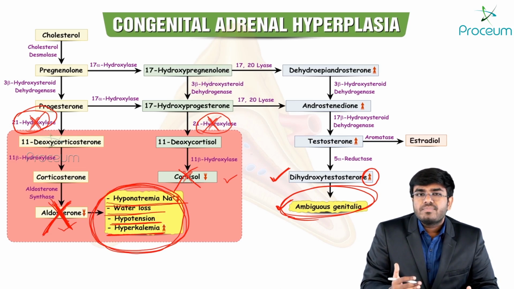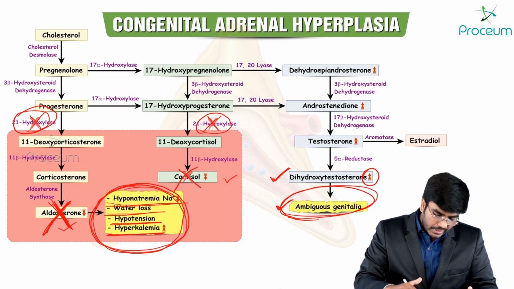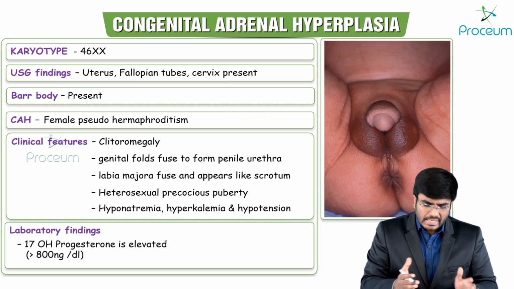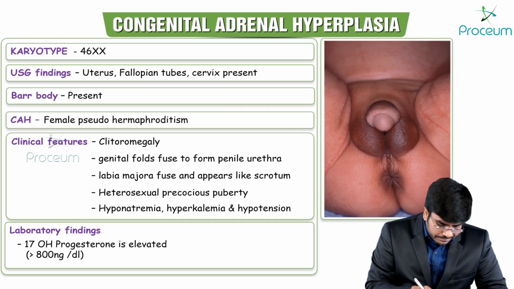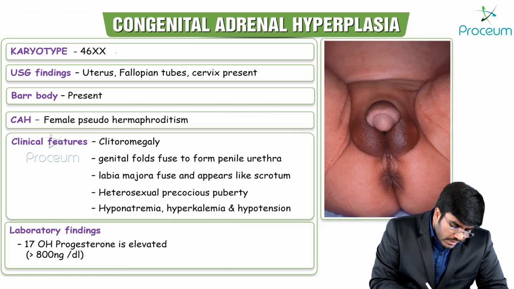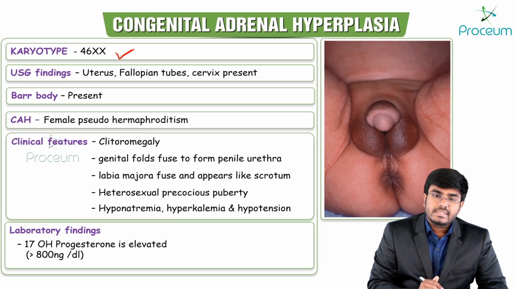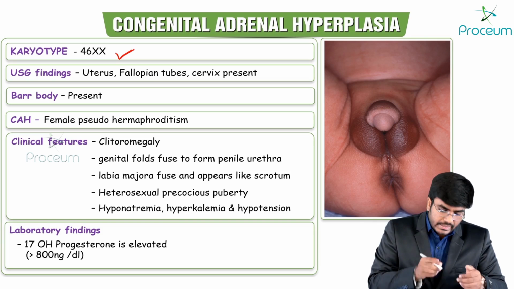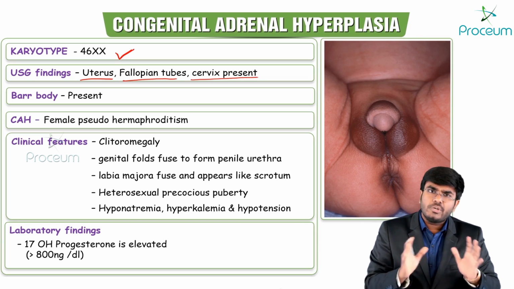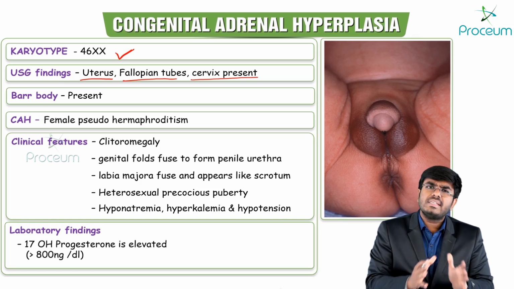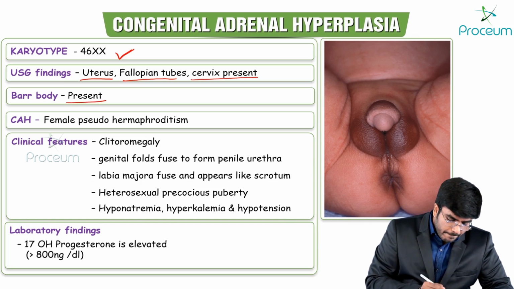Now let's see some other forms of congenital adrenal hyperplasia. Before that, let's sum up all the important points. The karyotype is 46XX. It's a female. What are the ultrasonographic findings? If you do ultrasonography, this is a female, right? Uterus, fallopian tubes, cervix are absolutely present. Uterus, cervix, fallopian tubes, ovaries, everything is normally present. Barr body is present. Females have a Barr body.